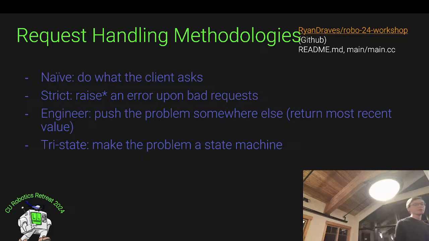Another way to deal with it is the engineering approach. This is my personal favorite. You take the problem, you put it somewhere else. So in this case, you might return the most recent value. Can anyone guess why that might be a problem here if you just return the most recent value if you received your request for a measurement too fast?